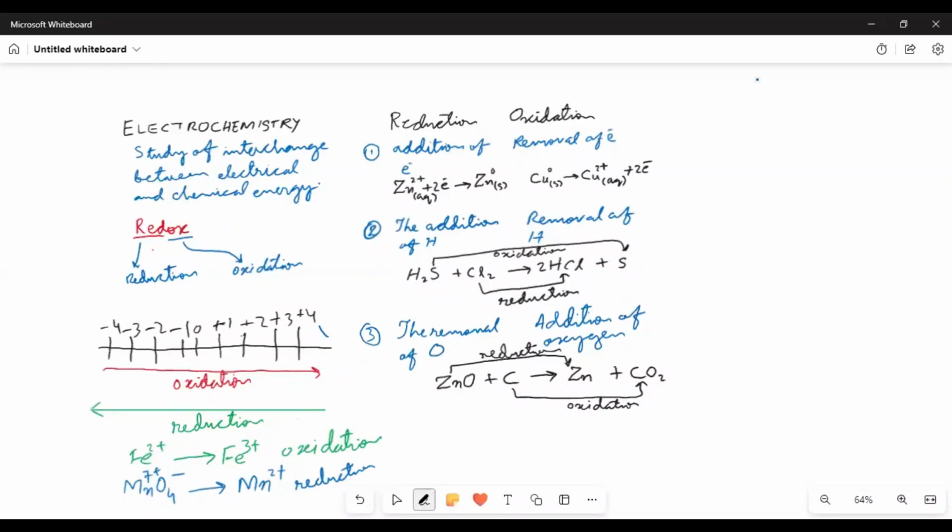So the fourth definition is: reduction is decrease in oxidation number, while oxidation is increase in oxidation number.